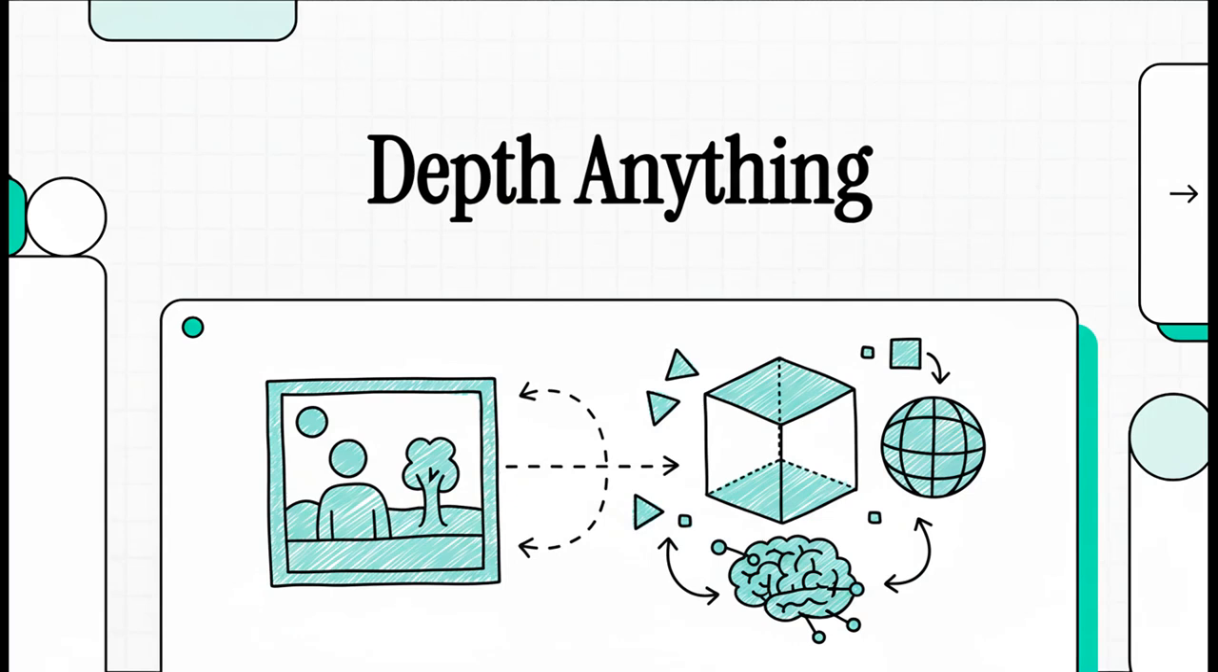You ever look at a totally normal, flat photo and wonder if a computer could see it the way we do? Not just as pixels, but understanding the space, the depth. It really sounds like something out of science fiction. But a new AI model, and get this, it's called Depth Anything, is making that a reality. It's pretty wild. Let's dig into how it all works.